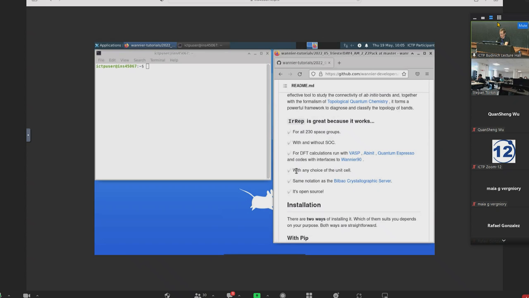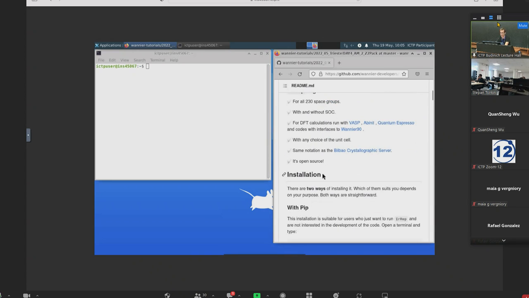You can run your DFT calculation in any unit cell because then IRREP is going to transform it to the unit cell used to write the tables of IRREPs. And it uses the same notation as the Bilbao Crystallographic Server, which is a widely used server to look up the IRREPs. And it's open source, which means that it's free.